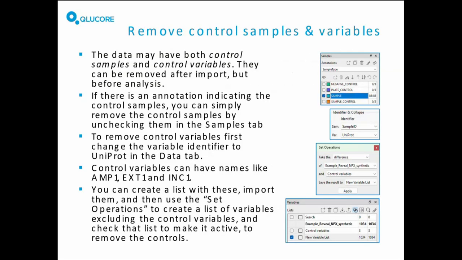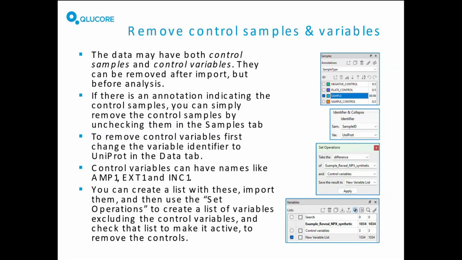One thing that's also important is that I mentioned there are control samples. Those can be removed in the Qlucore product before you do the analysis. We can also change between identifiers, and we can remove those variable identifiers that are control variables in a dataset. We'll have a look at that. In this case we have a small file with the control variables AMP1, EXT1 and INC1 that we're going to remove using the set operation tool in Qlucore.